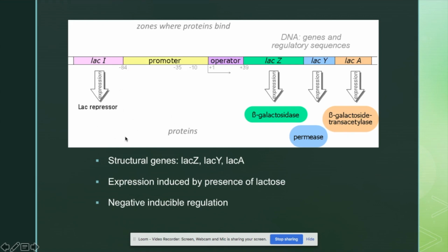And as mentioned before, this is an example of negative inducible regulation. It's negative because we have a repressor which inhibits transcription, and it is inducible because it is an operon that can be turned on. Also, the expression is induced by the presence of lactose.